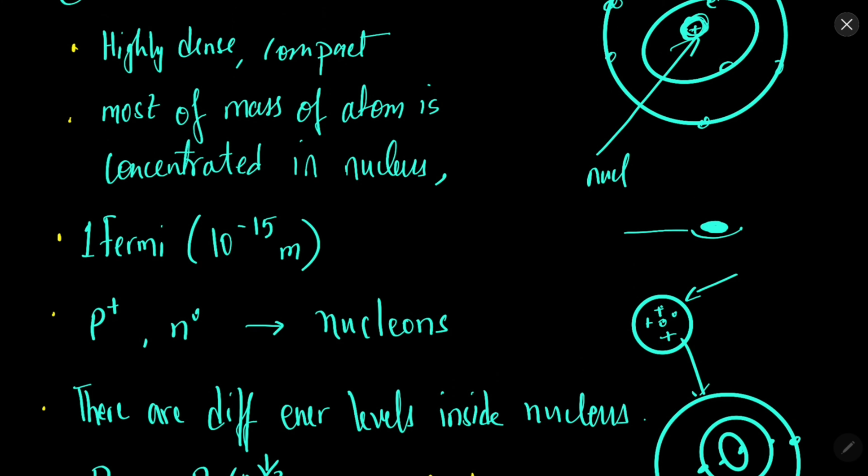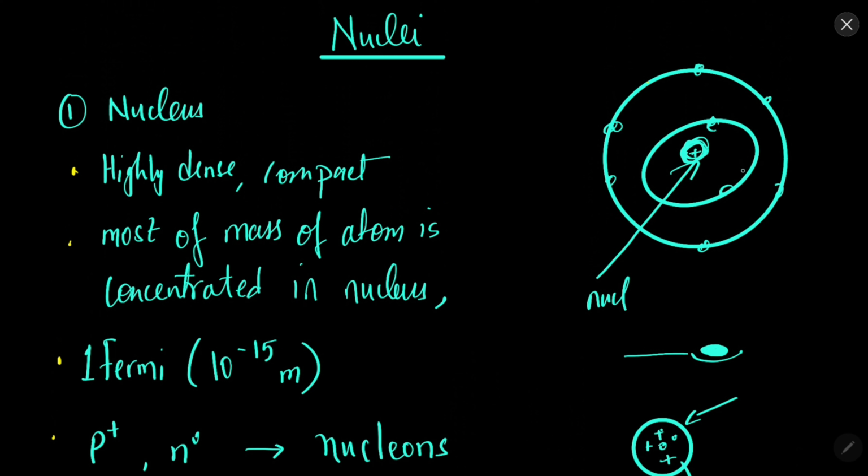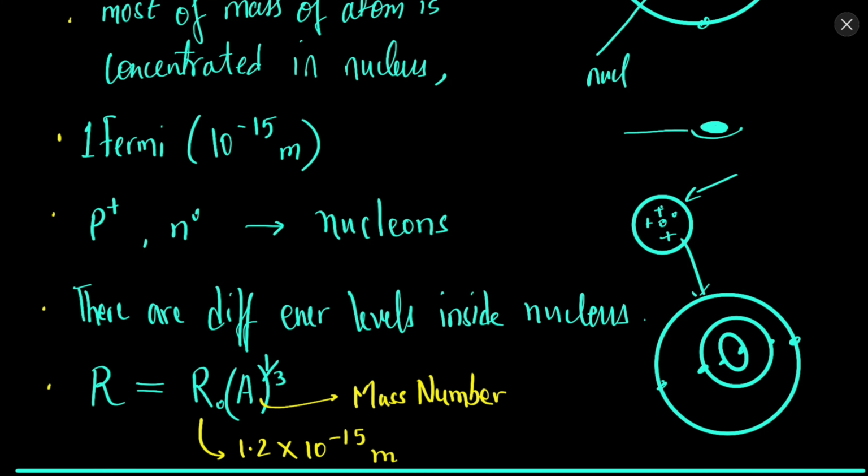Now just like we have different energy levels for electrons in the form of shells and subshells, similarly, inside the nucleus as well, we have protons and neutrons in different energy levels. The protons and neutrons that are present are in some energy levels.